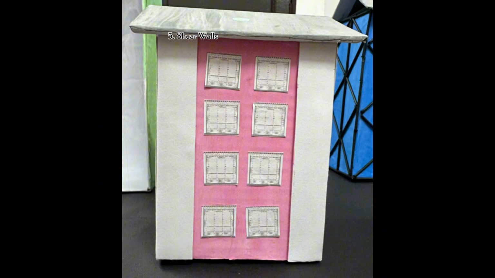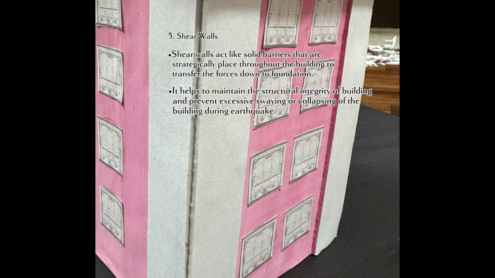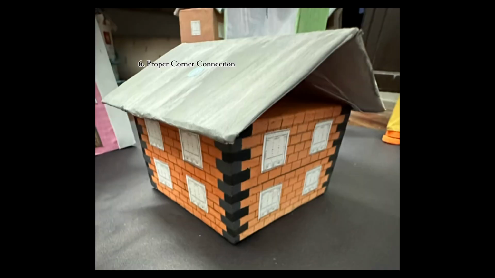5. Shear walls. Shear walls act like solid barriers that are strategically placed throughout the building to transfer the forces down to the foundation. It helps to maintain the structural integrity of the building and prevent excessive swaying or collapsing of the building during earthquake.